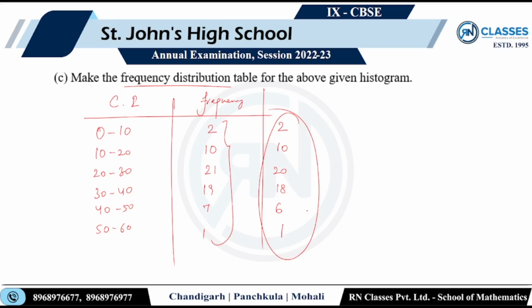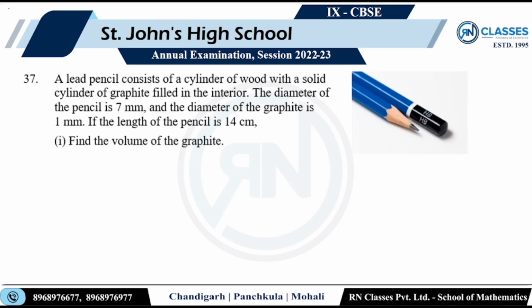Next question. Question 37. Still we are on case studies. A lead pencil consists of a cylinder of wood with a solid cylinder of graphite filled in the interior. Diameter of pencil is 7 mm, diameter of graphite is 1 mm, length of pencil is 14 centimeters. Find the volume of graphite.